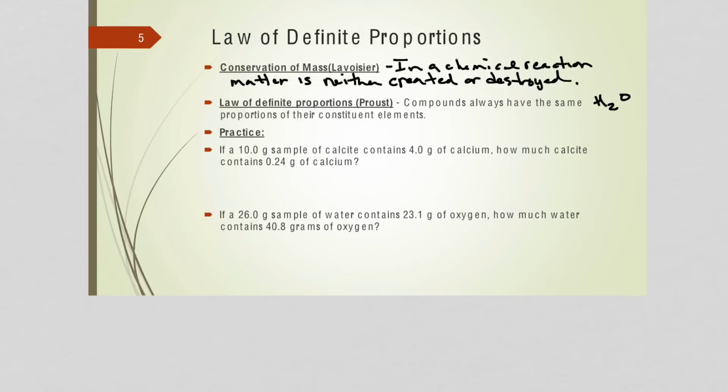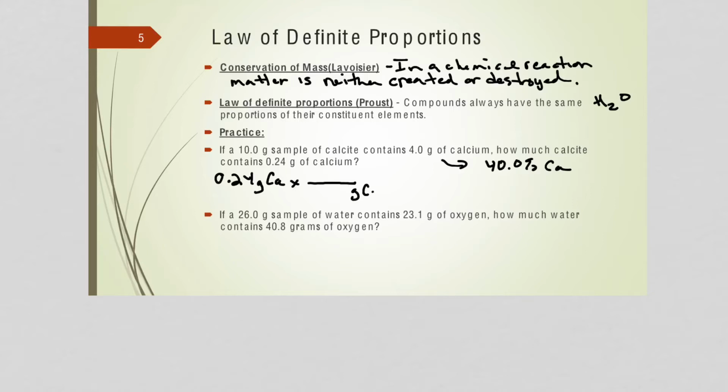Now, another way you could think about this would be a percentage, if you will. Another way of thinking about that is that calcite is 40% calcium. So you could think about it that way as well. But let's think about mathematically how we go about solving these. So we're going to start with our 0.24 grams of calcium. And we're going to use the ratio that it told us, that for every 10 grams of calcite, I have 4 grams of calcium. So we're going to follow the tenets of dimensional analysis, right?